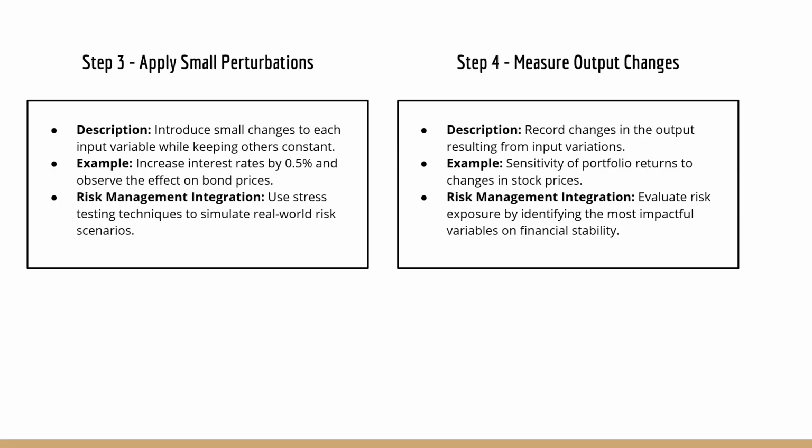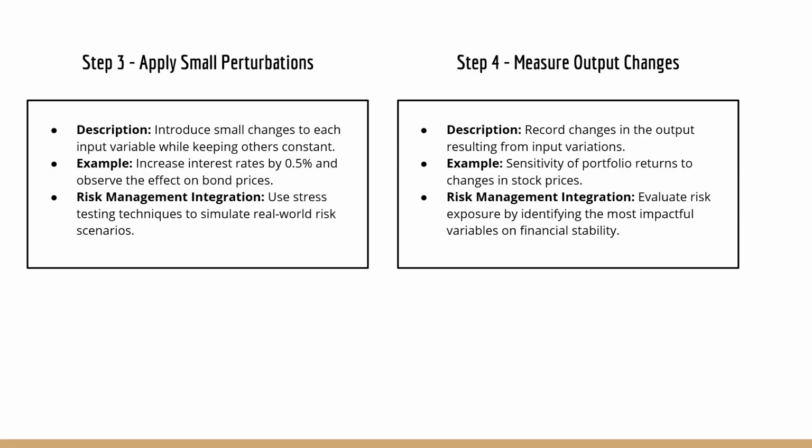Step number 4 is measure output changes. Here you will record changes in the output resulting from input variation. An example is sensitivity of portfolio returns to changes in stock price. So here you run your model. From step 3, you made some changes in your interest rate, and then it tells you how this affects your stock prices in your company.